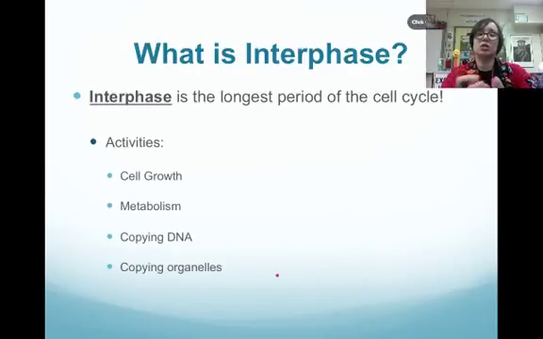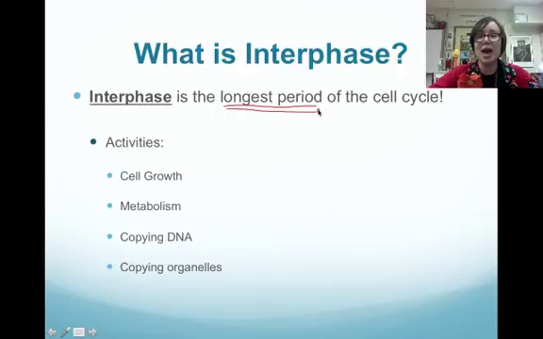The first period that we're going to talk about is interphase. And the most important thing that you need to know about interphase is that it is the longest period. So if you had to guess what phase of the cell cycle a cell was in, it would be a pretty good guess to say interphase, because that's a majority of the time where a cell spends its time in the cell cycle. Here is where cell growth happens, metabolism, so normal chemical reactions are taking place. We're copying DNA in preparation for cellular division, and we're also copying organelles, things like mitochondria, ribosomes, the Golgi apparatus, and endoplasmic reticulum.